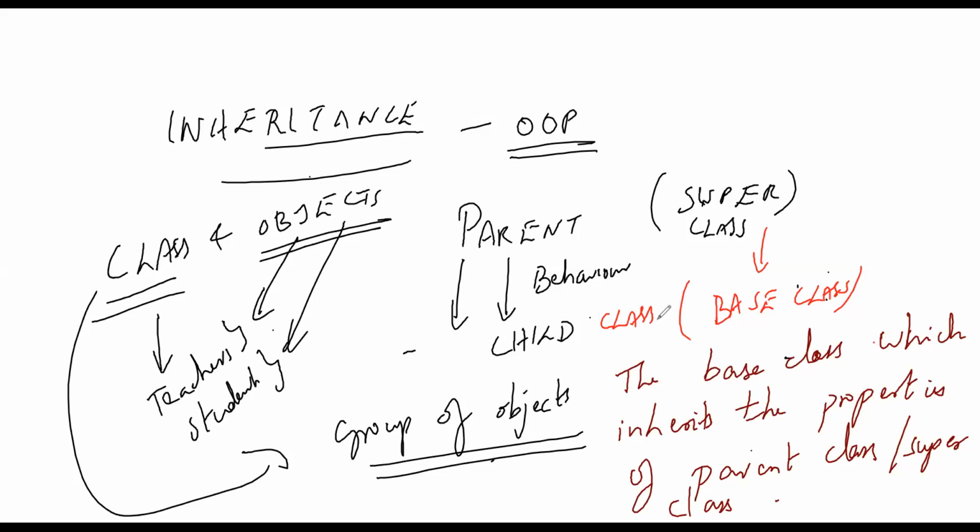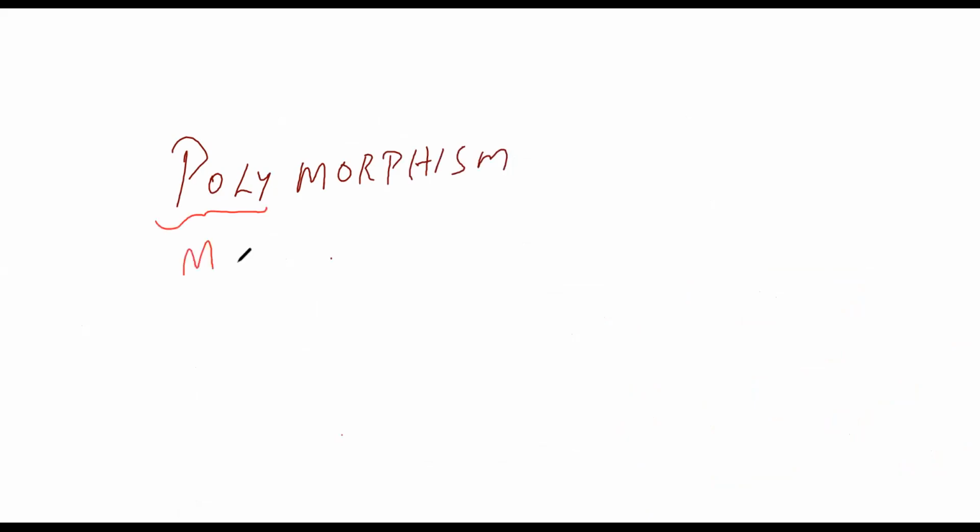Next thing is polymorphism. No need to get afraid by hearing this. Poly meaning many, morphism meaning forms. Just like an actor. What does an actor do? In one movie, he may have one character, in another movie he'll have another character, right? Different characters.